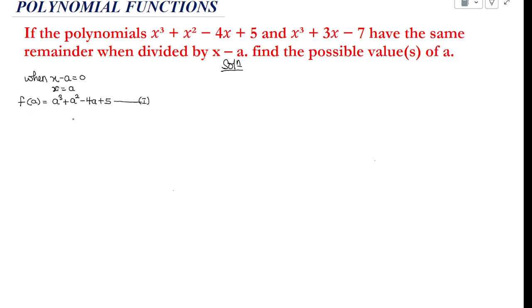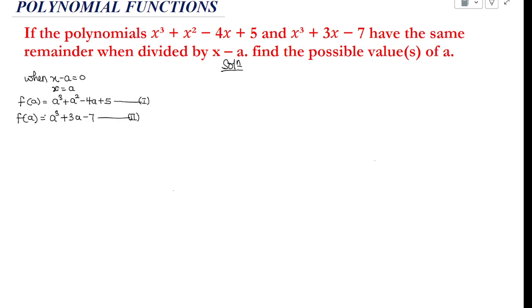Then we also have, for the second one, let's say another f of a here, because we are using the same variable or the same divisor. We are using the same divisor for the two dividends. So this gives us a cubed plus 3a minus 7 as the second one.